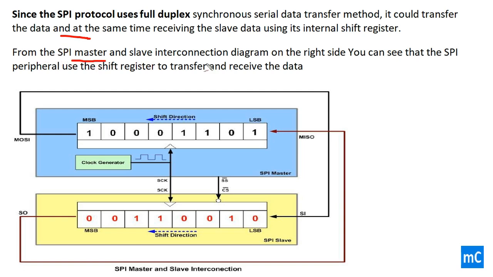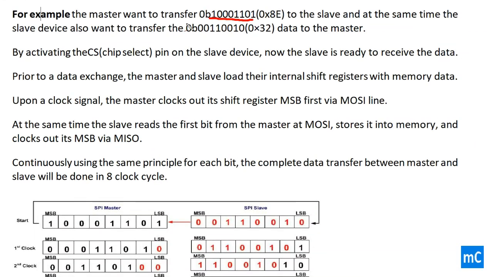From the SPI master and slave interconnection diagram on the right side, that is this diagram, you can see that the SPI peripheral uses the shift register to transfer and receive. Here you can see on one side the data transfer is happening, and on the other side the data receiving is happening. For example, the master wants to transfer 10001101 to the slave, and at the same time the slave device also wants to transfer 00110010 to the master, that is the full duplex case, by activating the chip select CS pin on the slave device. Activating the CS pin means pulling it low. Now the slave is ready to receive the data.